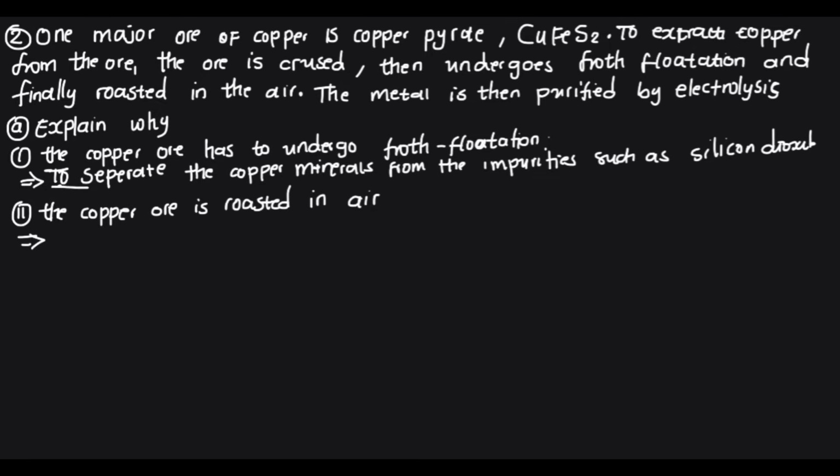So this is the importance of this stage, the one we are calling froth flotation. Now we can move on to question 2, Roman numeral 2. The copper ore is roasted in air. Whenever we have this condition of roasting, we are looking at this copper ore. Here we have copper iron sulfide. So why do they roast copper ore in the air?